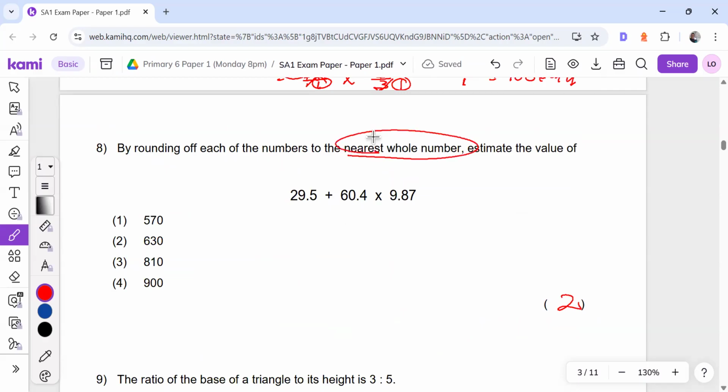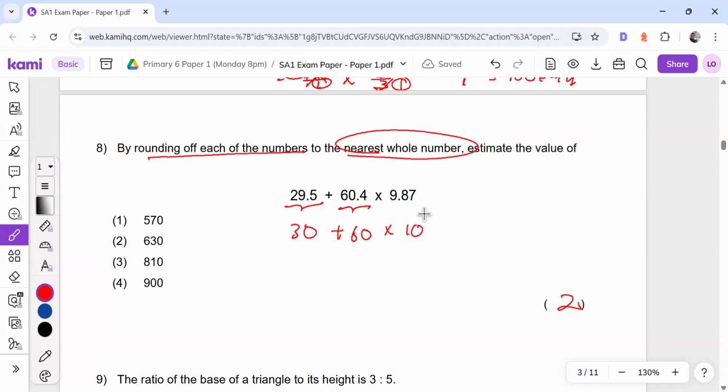Now, you do not get the answer and then later round off. You have to follow the question. The question says round each number to the nearest whole number, then later get the answer. So what's the nearest whole number for this? 30, then plus 60, then times 10.